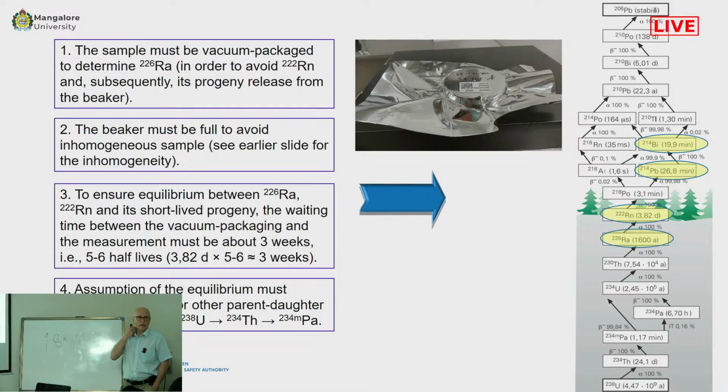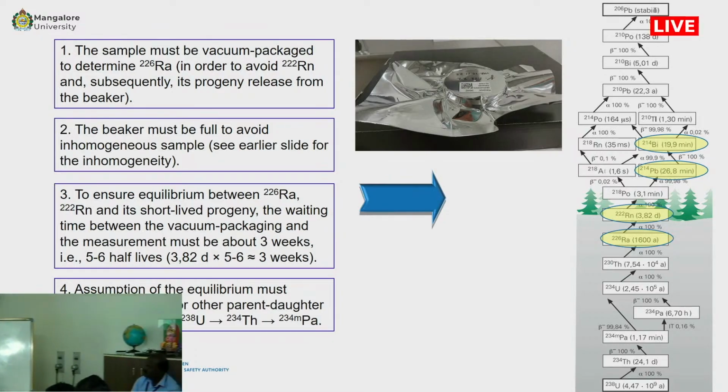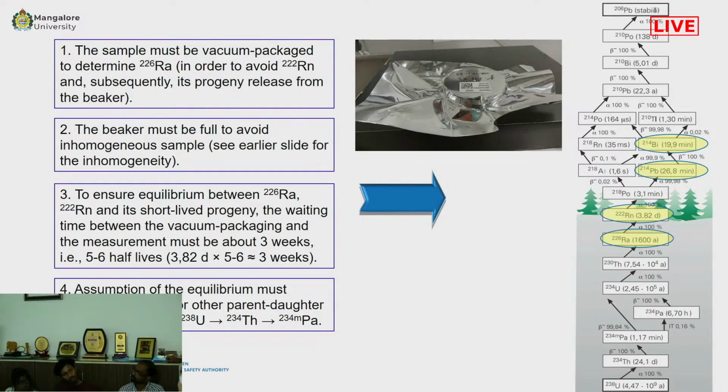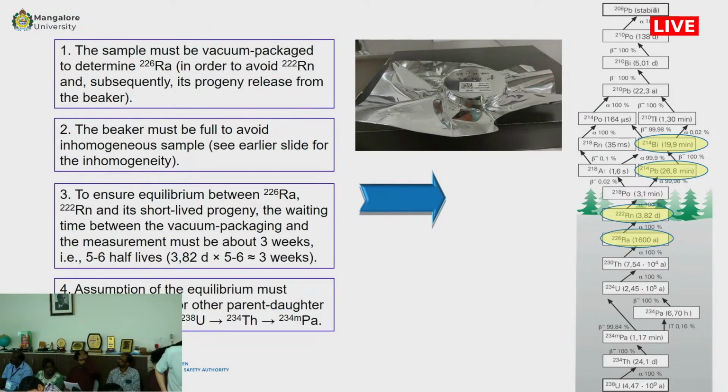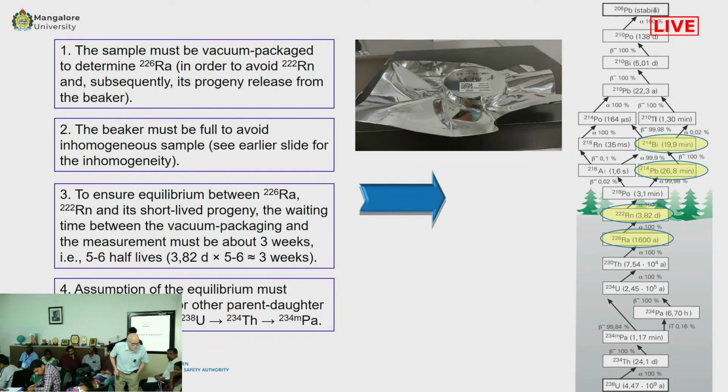All right. Any comments? Yeah, I will go closer. Suppose I have to measure radium-226 in a soil sample, then the efficiency calibration will be done using a radium-226 source.